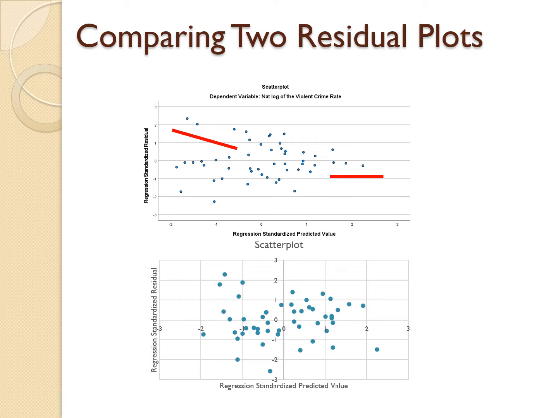Compare this to the plot at the bottom. The plot at the bottom has less of a pattern to it. Now we do see some points sticking out, so we still want to check to see what's going on there. But it's not as pronounced as it is with the plot at the beginning, up in the top of the screen. So let's take a look at these and see what is going on.